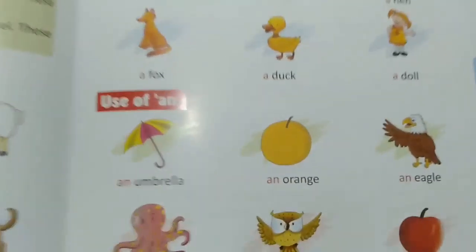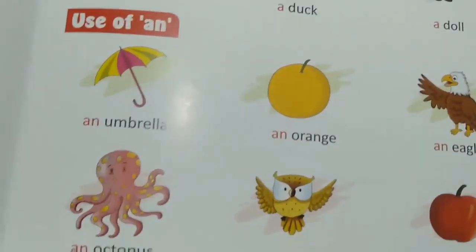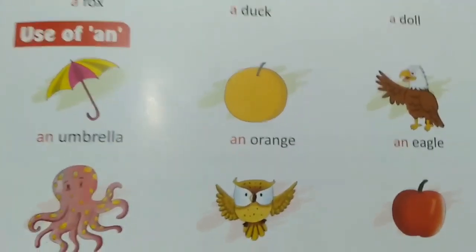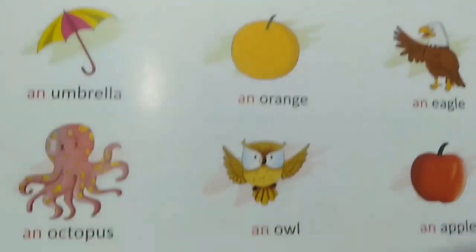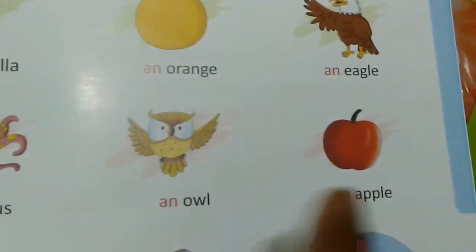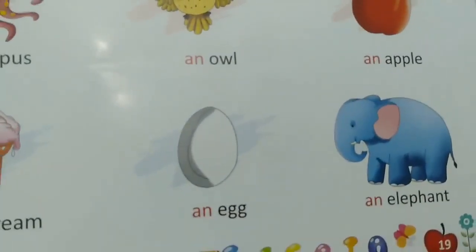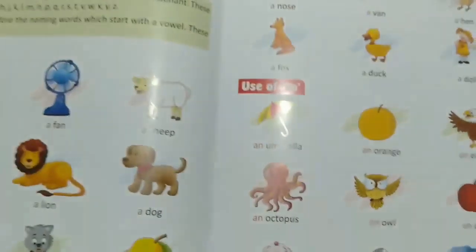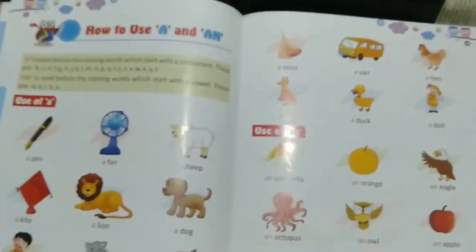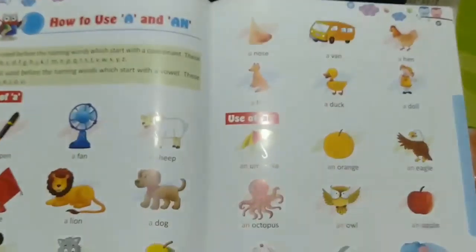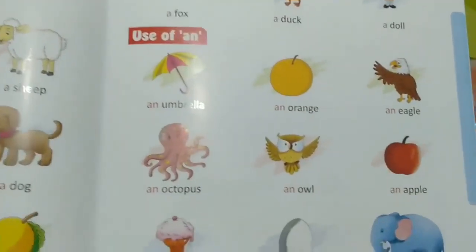And look at these pictures and the words also. An umbrella, an orange, an eagle, an octopus, an owl, an apple, an ice cream, an egg, an elephant. These all words start with a vowel sound. So what you have to write? You have to write an. Is that clear?